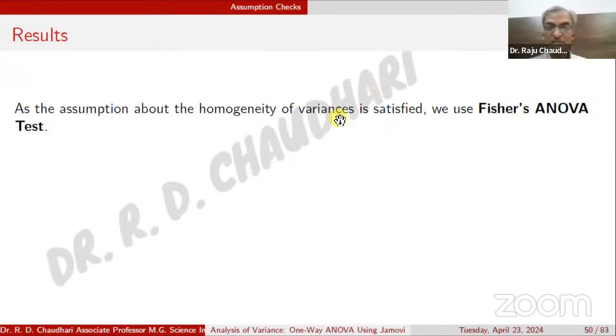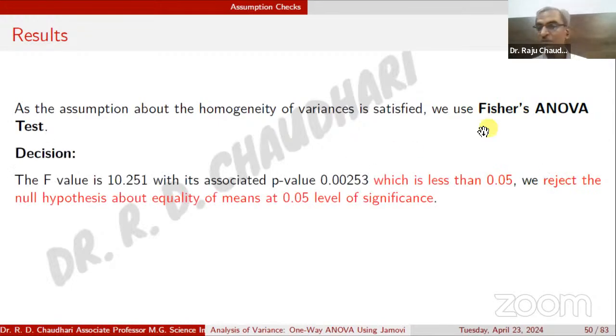Now this is how we can draw the conclusion from the ANOVA table. The p-value is 0.00253, which is less than 5%. So we reject the null hypothesis about equality of means. That means the equal means hypothesis, mu1 equal to mu2 equal to mu3, is rejected. So their means are not equal, or in other words, means are significantly different.